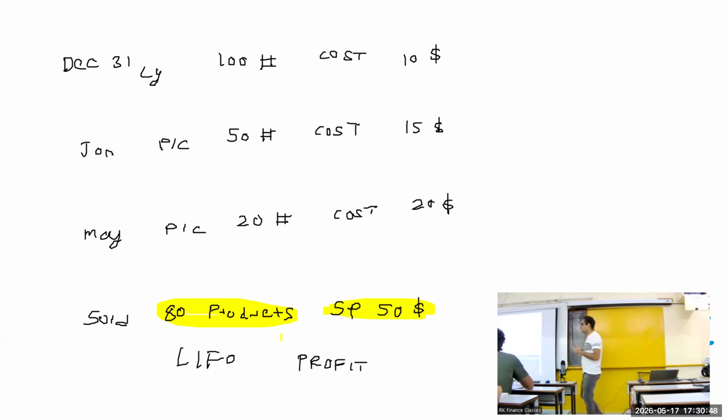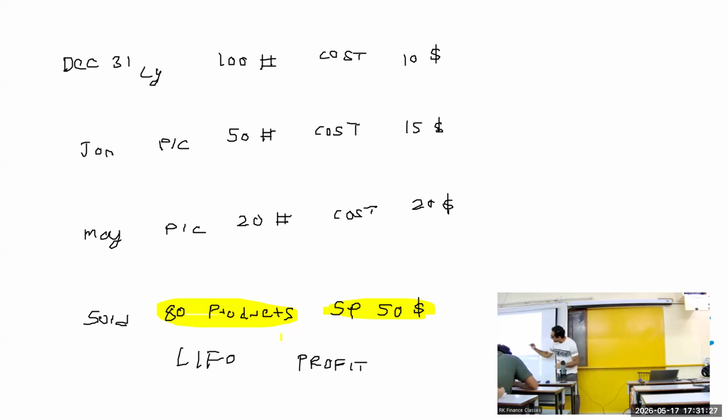Write down. LIFO assumes that the products sold are the one recently purchased. The recently purchased products are sold first. Tanya, write down. The LIFO assumes that the recently purchased products are sold first. So which are the recently sold products?